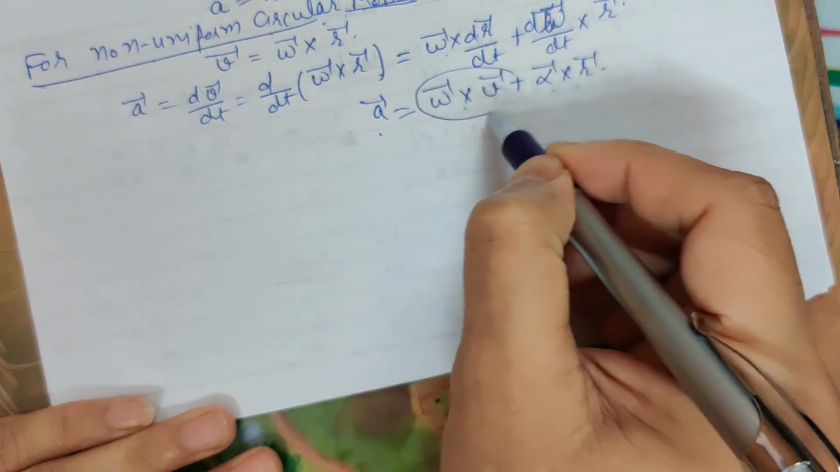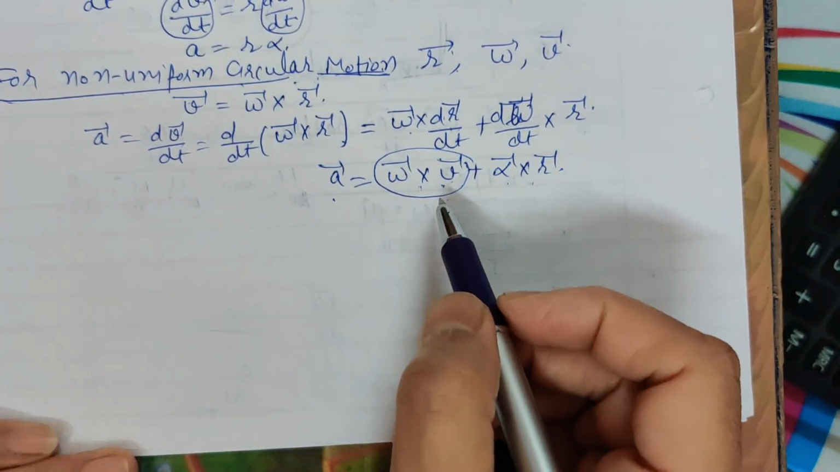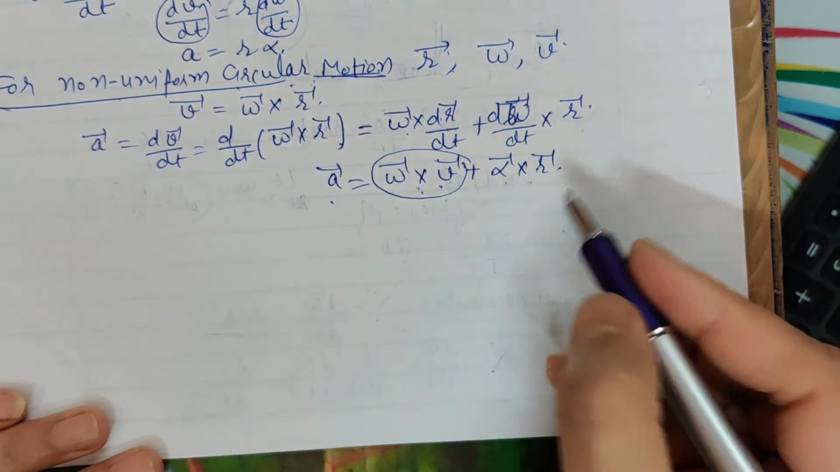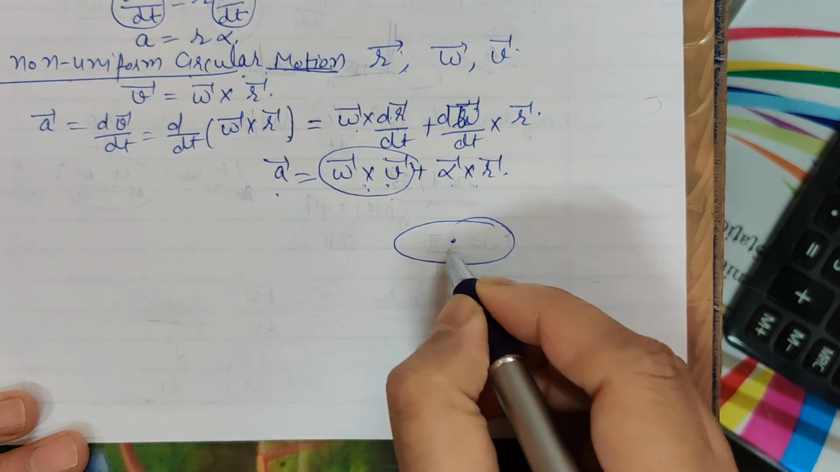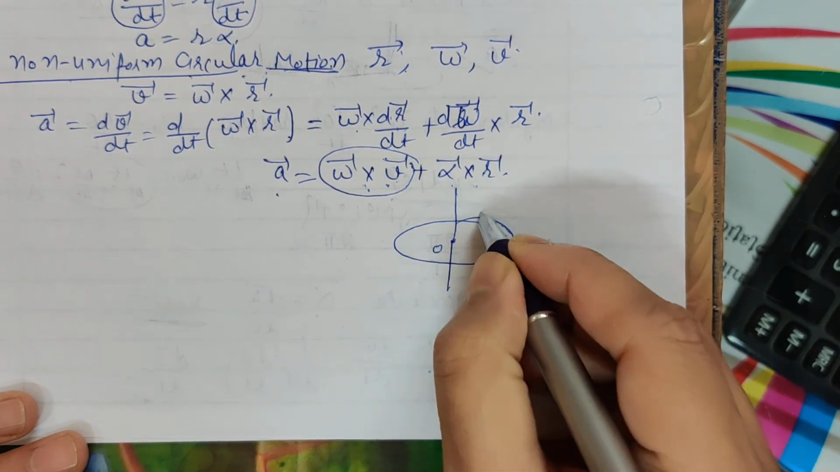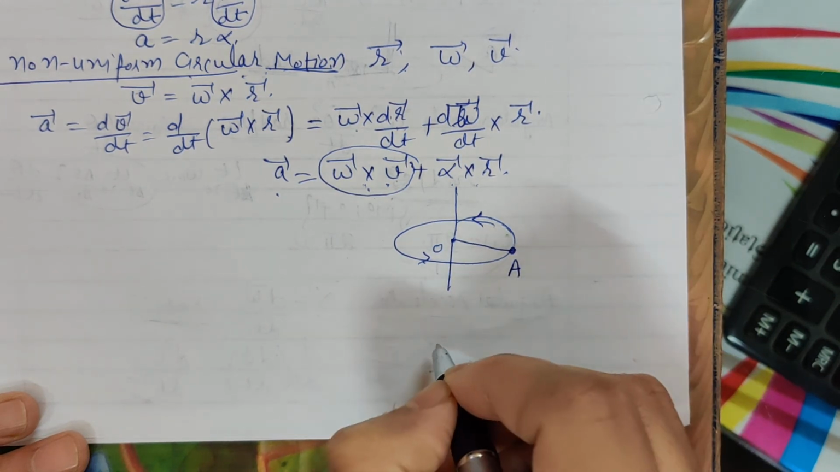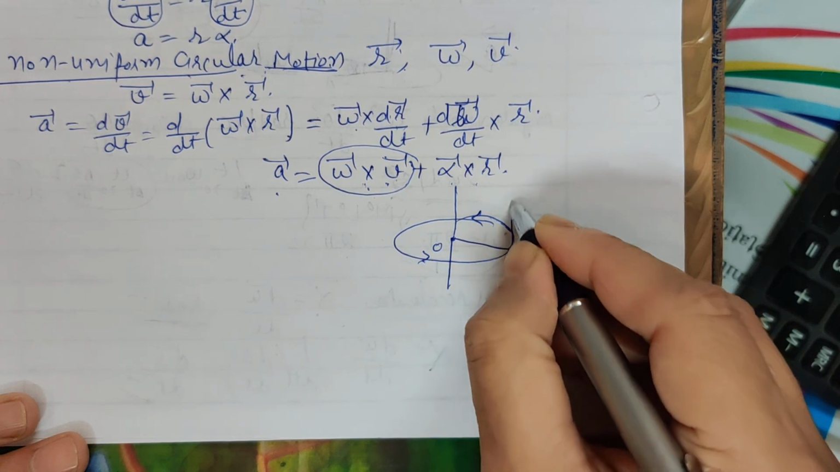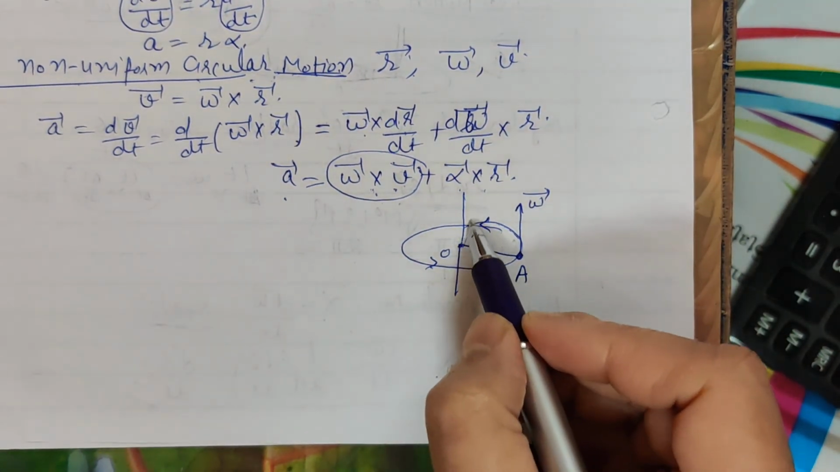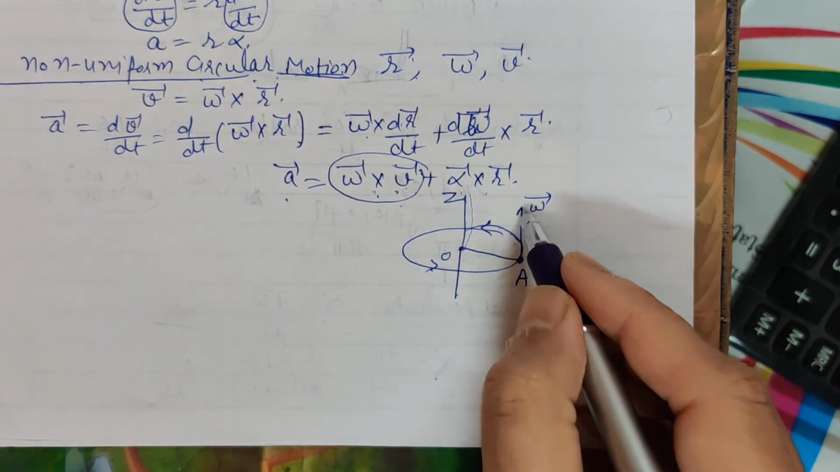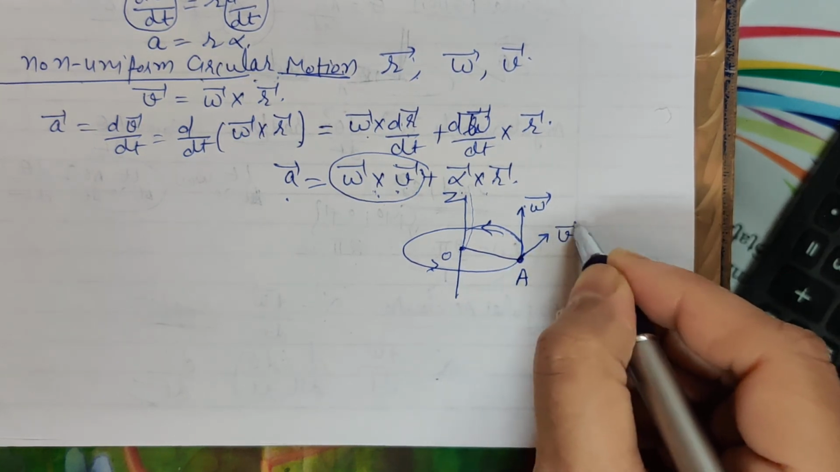Now this term is called the radial component of acceleration. And how do we explain this term? If we consider this motion, this is point O, and let the body be rotating in this direction. Now this is the point A, where we say this is angular velocity omega, because d theta is along the z-axis, so angular velocity is along the z-axis, and this is the tangent to linear velocity v.